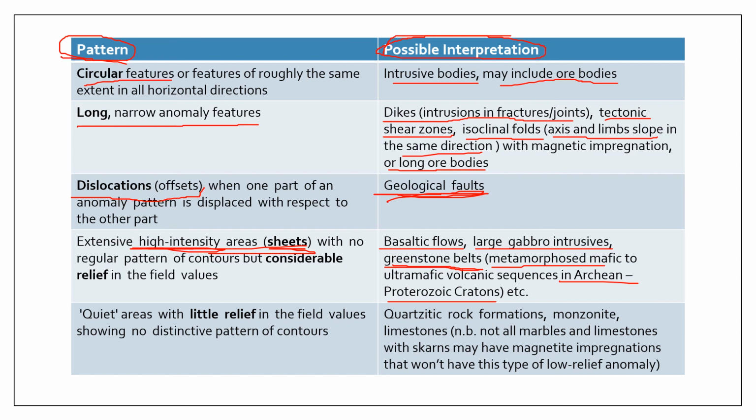And finally, you have what we call areas with little relief, or areas with more or less almost zero anomalies. Okay, and this could be quartzitic rock formations, monzonite, limestones. Okay, although note that metamorphism in limestones, which can produce marbles and skarns, may typically have magnetite minerals. Okay, and they might not have this kind of low relief anomaly.